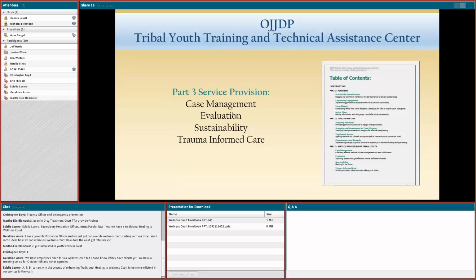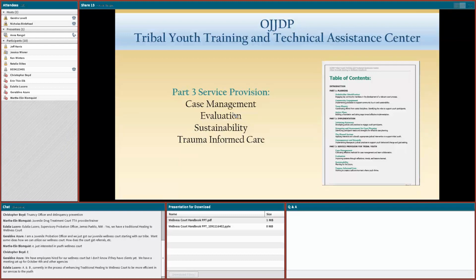The second section is evaluation. And this section of the handbook goes beyond what you would consider just statistical data, how many youth are going through the system and those kinds of things. It really focuses on reflection, trends, and lessons learned.